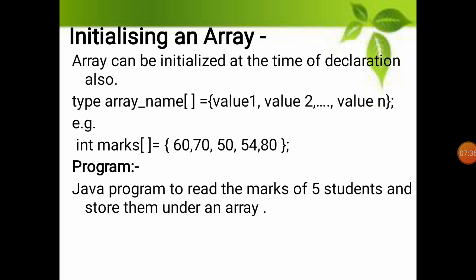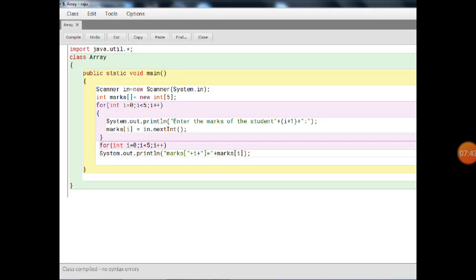Now a simple Java program to read the marks of 5 students and store them in an array. Here I have imported the util package in the first statement, then class Array, then the public static void main method, then I have to declare the Scanner class, Scanner in is equal to new Scanner(System.in). After that I have declared int marks is equal to new int[5]. I have declared an array variable marks which has 5 elements that store the marks of 5 students.